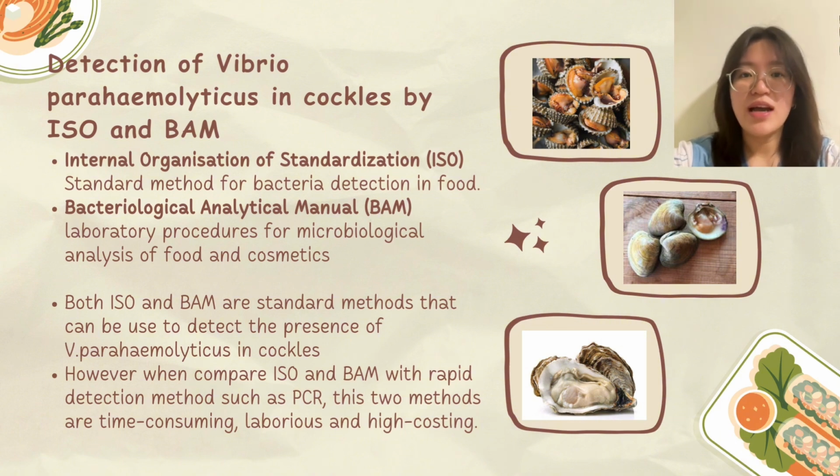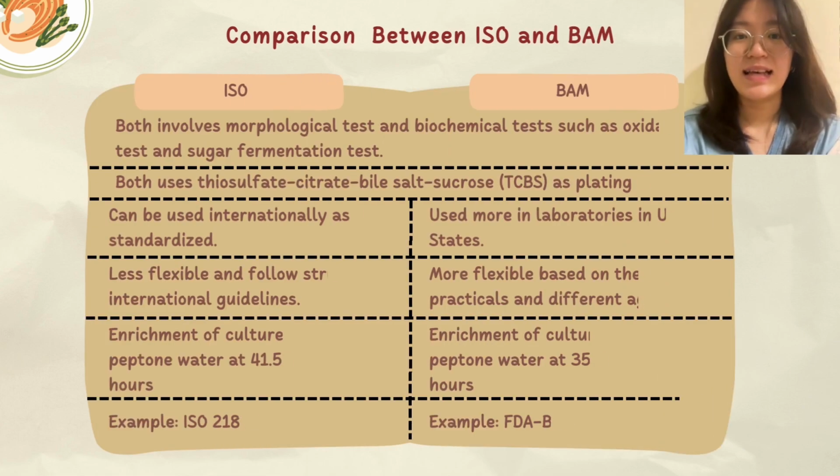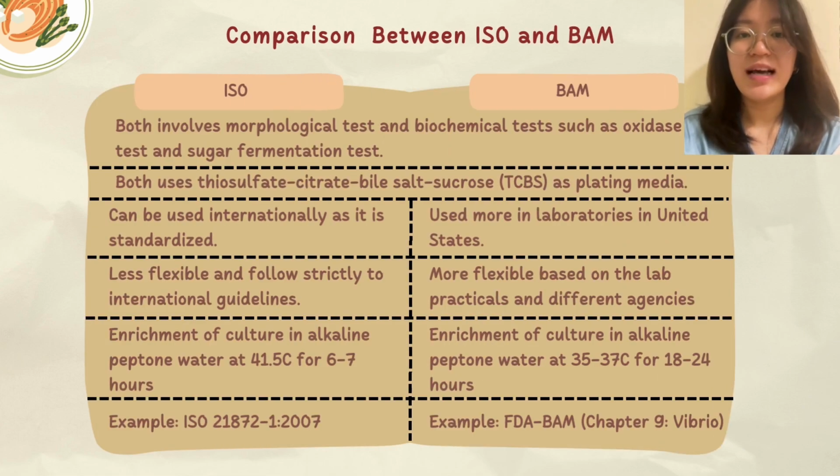However, when comparing ISO and BAM with a rapid detection method such as PCR, ISO and BAM are more time-consuming, laborious, and costly. Next, I'm going to talk about the differences between ISO and BAM. These two methods involve morphological tests and biochemical tests, such as oxidase tests and sugar fermentation tests. Both of them use similar culture media, such as thiosulfate citrate bile salt sucrose as plating media.